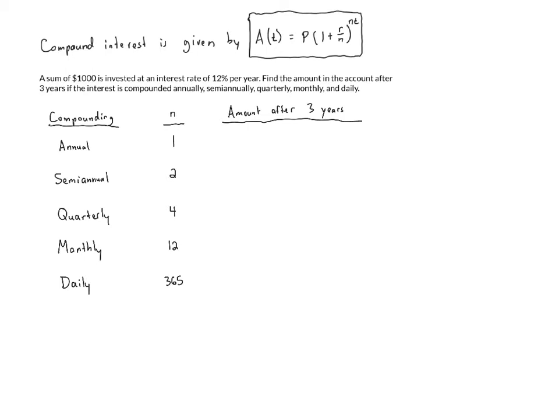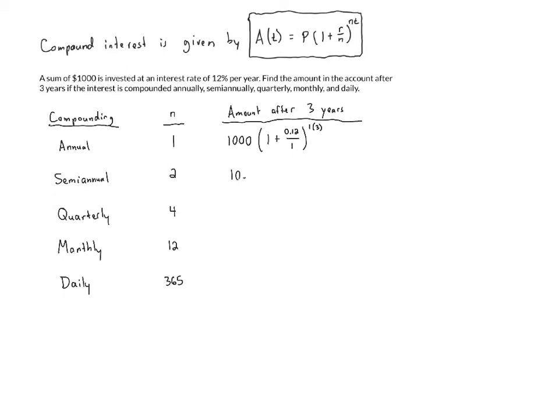So for annually compounded, the principal is 1,000. In fact, that's true for all of them. And then we have times 1 plus r over n. The interest rate is 12%, which is 0.12. And the number of compounding periods, n, is 1. And then this is raised to the n times t power, and that's going to be 1 times 3. And we're going to do this for all of the different compounding periods.